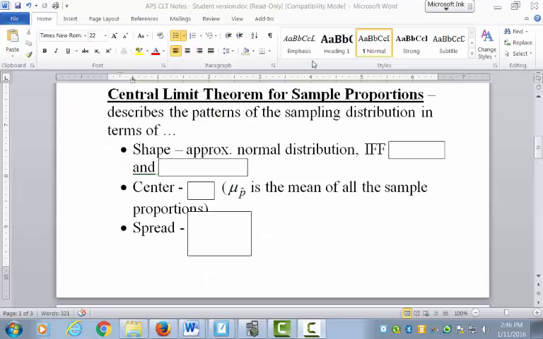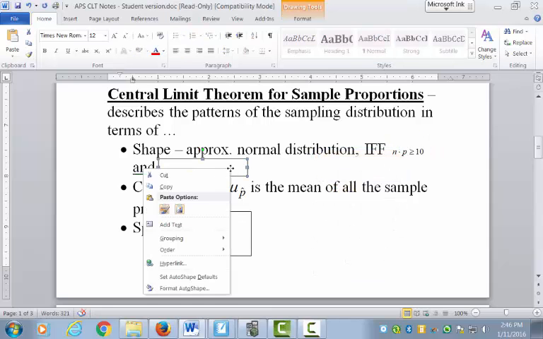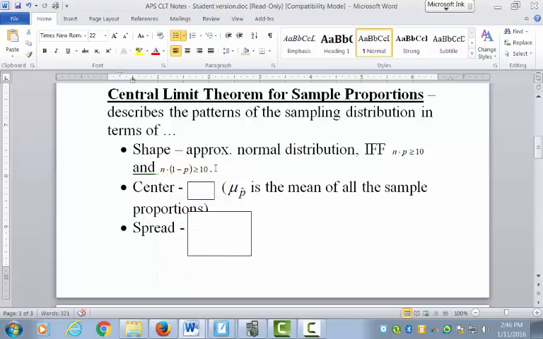Then if you also remember your note sheet from first semester, we said that the sampling distribution is the graph of all the possible sample proportions. And the central limit theorem tells you what the shape, center, and spread of that sampling distribution will be. It's approximately normal if and only if your conditions are met: n times p is at least 10, and n times 1 minus p is at least 10. I'll go back and talk about that.